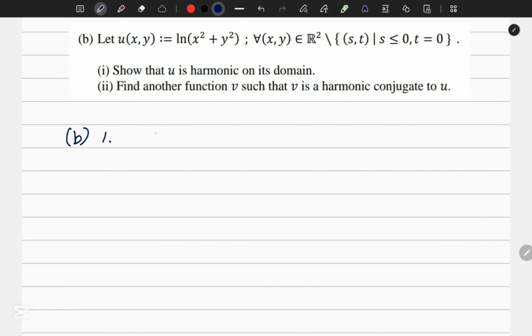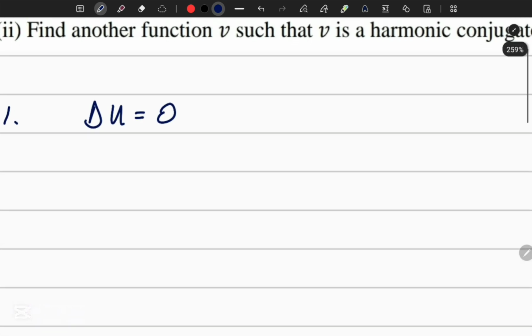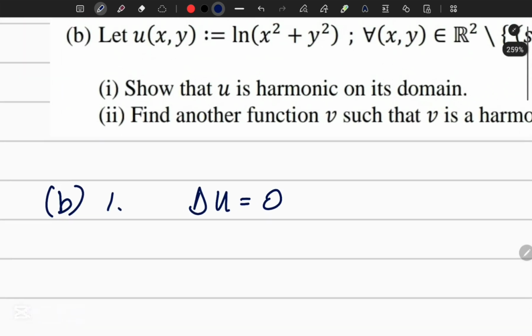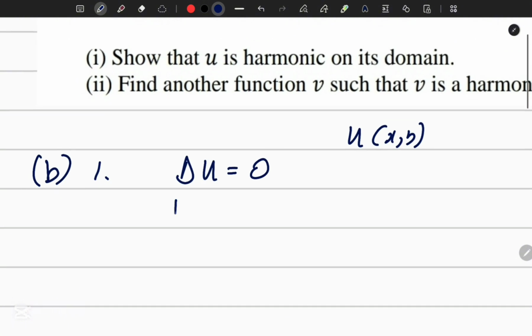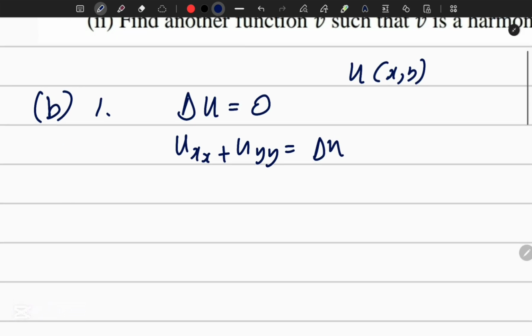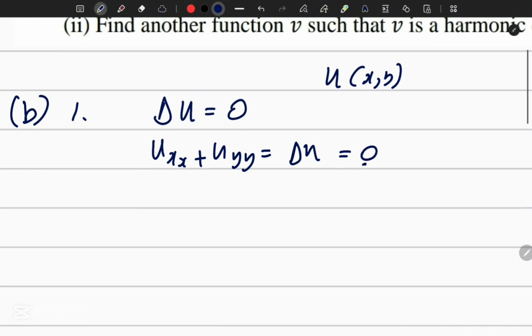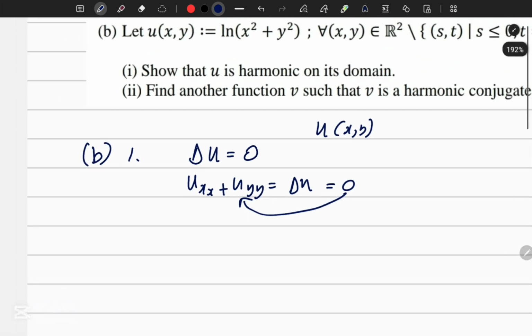If a function is harmonic, the Laplacian of u is equal to 0. What is the Laplacian? u is a function of x and y, so u_xx plus u_yy equals the Laplacian of u. This should be 0, so I need to show that the sum of these two things is equal to 0.